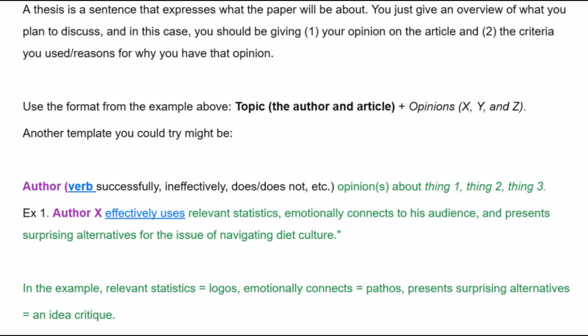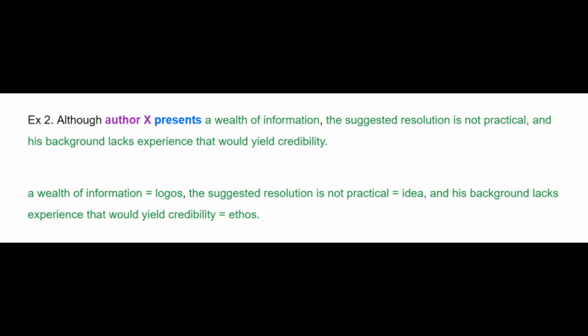For example, author X effectively uses relevant statistics, emotionally connects to his audience, and presents surprising alternatives for the issue of navigating diet culture. Relevant statistics is logos, emotionally connecting to the audience is pathos, and presenting surprising alternatives is an idea.